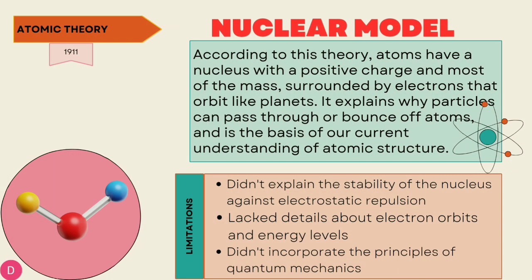Nuclear model. According to this theory, atoms have a nucleus with a positive charge and most of the mass, surrounded by electrons that orbit like planets. It explains why particles can pass through the bounds of atoms and is the base for our current understanding of atomic structure.